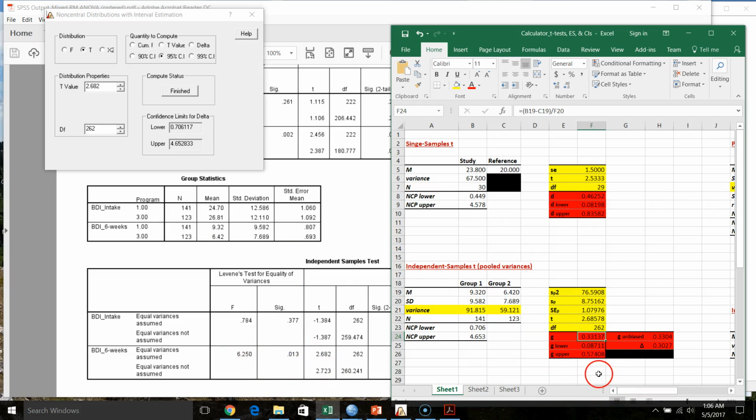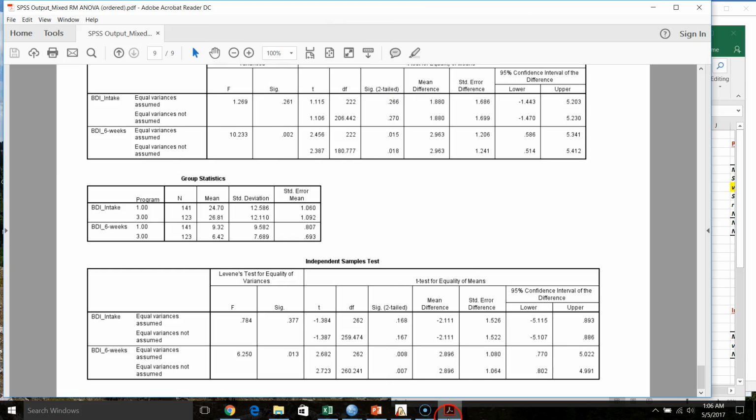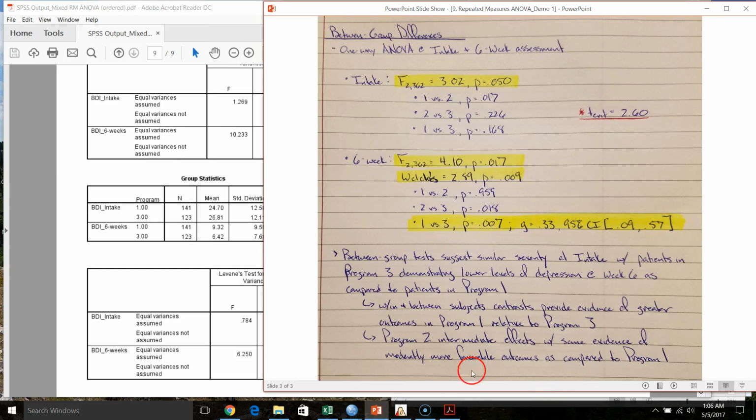So we're going to use our Hedges' g confidence interval, lower bound for g, 0.087, upper bound 0.57. And if we translate that over to our general write-up, for our between groups, things are looking pretty similar at intake, but by the time we get to 6 weeks, we've got a reliable effect for our omnibus that says, okay, start teasing apart these pairwise.